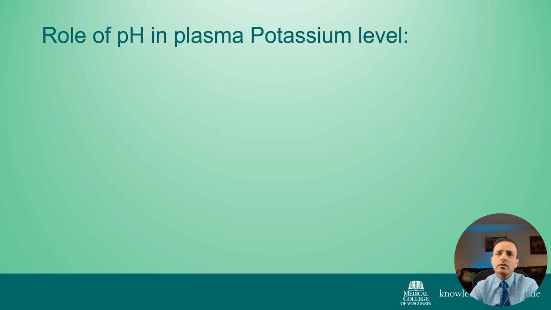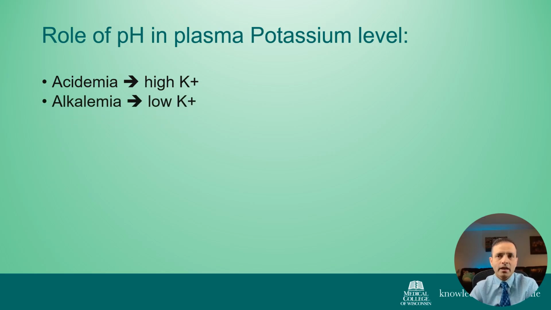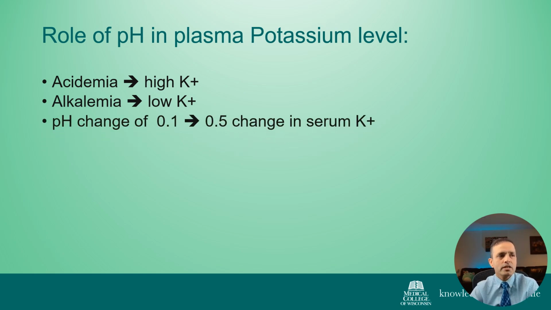So, the role of pH in plasma potassium level. Acidemia results in a high potassium number. Whenever there is increased acid, acid tends to go inside the cell. When acid goes inside the cell, something positive needs to come out of the cell, which happens to be potassium. So acidemia results in high potassium. On the other hand, alkalemia results in low potassium from the same mechanism. A pH change of 0.1 results in a 0.5 change in potassium. That's rough math in terms of calculation.